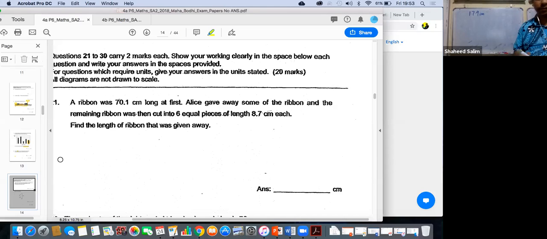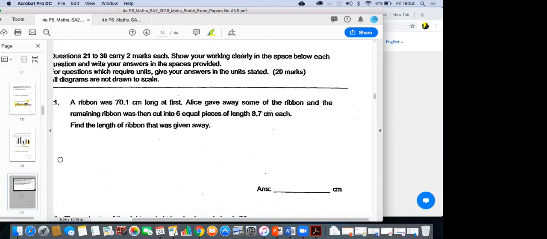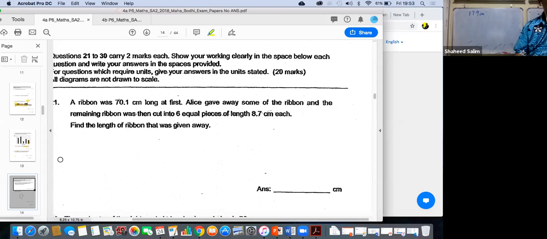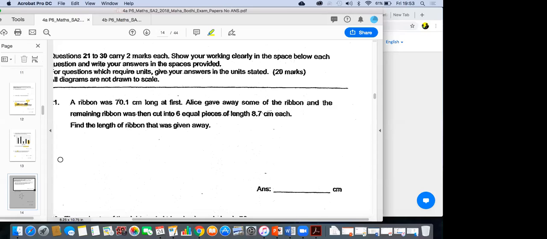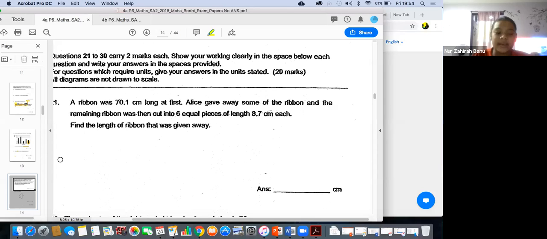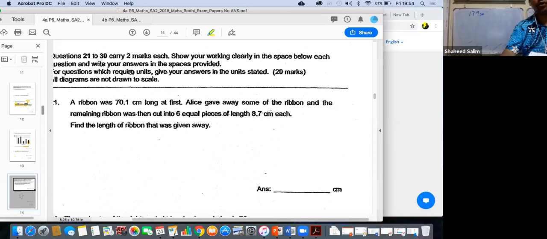Anyone else? 17.9 cm. What do you feel of your answer now? Do you feel it's wrong? Mine same. Same, Alhamdulillah. Okay, well done. All of you got it correct.